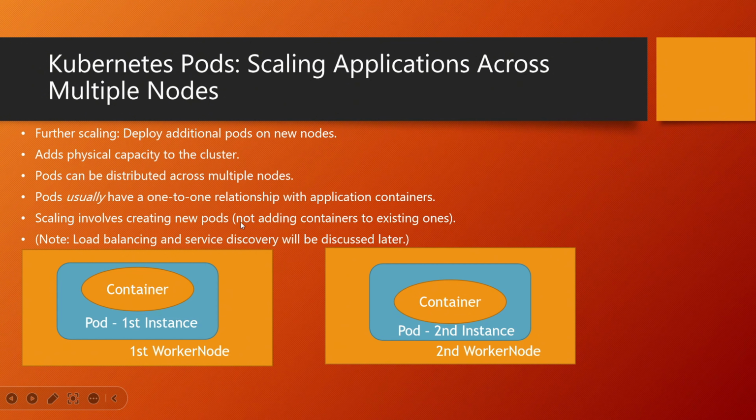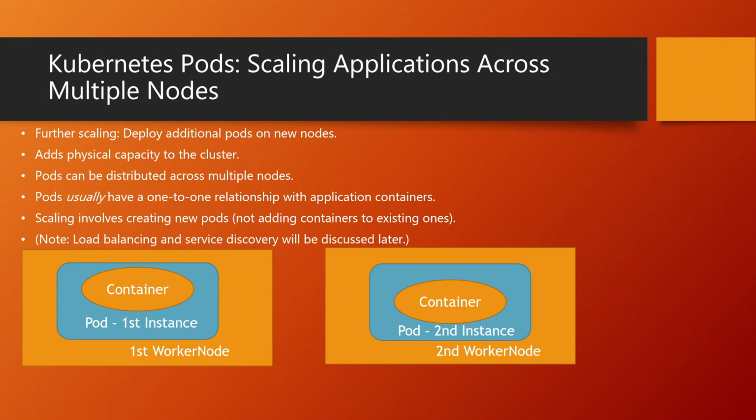Pods usually have a one-to-one relationship with the application container. Here also a single instance of your application is running, and here also a single instance is running. So the pod maintains a one-to-one relationship with the application containers. Now, scaling involves creating new pods, not adding containers to the existing ones. This means inside the same pod, it will not attach multiple containers. Instead, it will create a new pod, and inside that, your application will be running. Load balancing and service discovery we are going to discuss later. That will not be covered now.